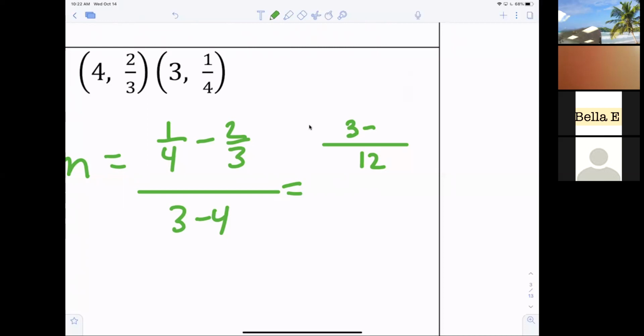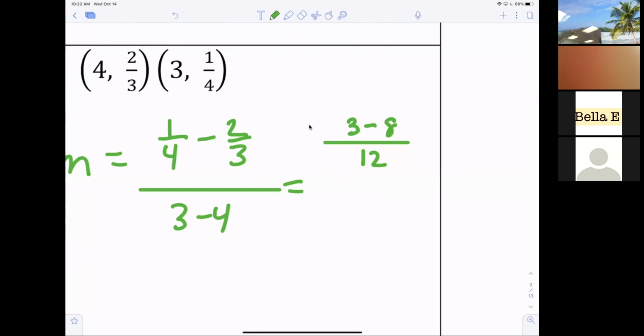So now your job is to say, I don't have any idea what you're doing with those fractions. It's embarrassing to leave middle school and not know fractions now. Come on. Anybody have any doubts about those fractions? Good. All right, that's what I want to hear. So now what's 3 minus 8? -5. So the numerator is -5/12.